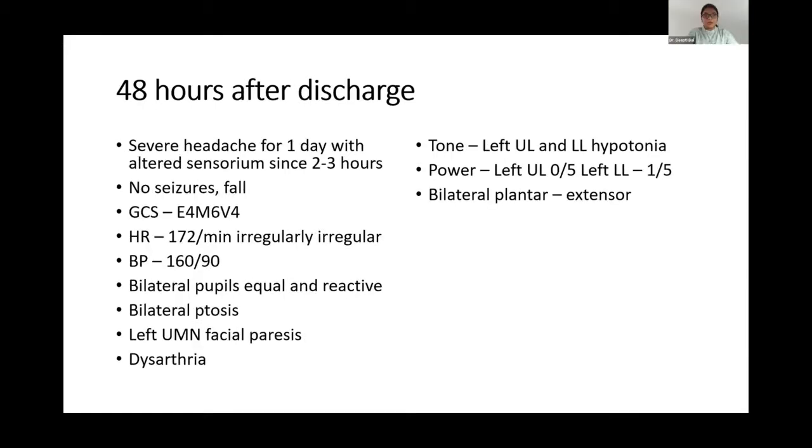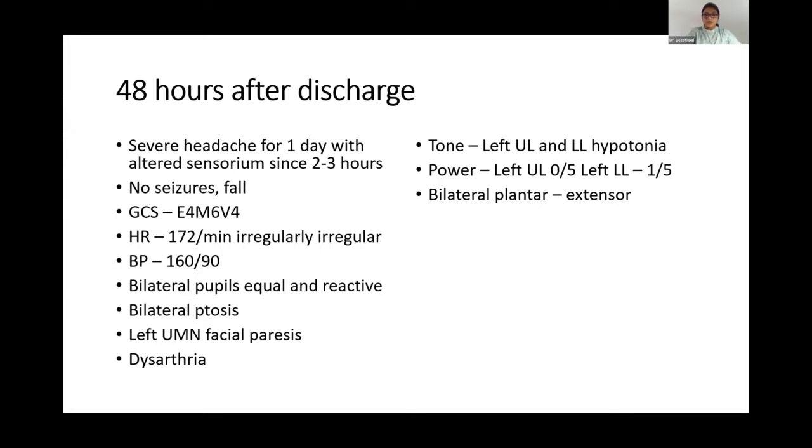She presented to us 48 hours after discharge with a history of severe headache for 1 day and altered sensorium 2 to 3 hours prior to presentation. There was no history of any seizures or fall. The GCS was 14/15 and heart rate was 172, which was irregular, BP of 160/90. CNS examination showed equal bilaterally reacting pupils with bilateral ptosis, left UMN facial paresis as before, dysarthria. Tone was reduced on the left upper limb and lower limb. Power on the left upper limb was 0/5 and left lower limb was 1/5 with bilateral plantar extensor response.